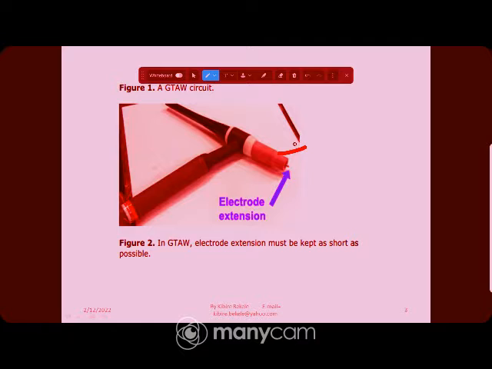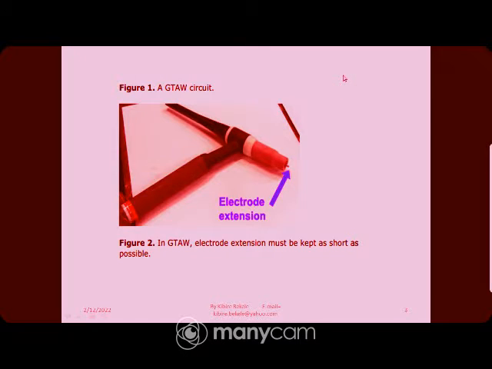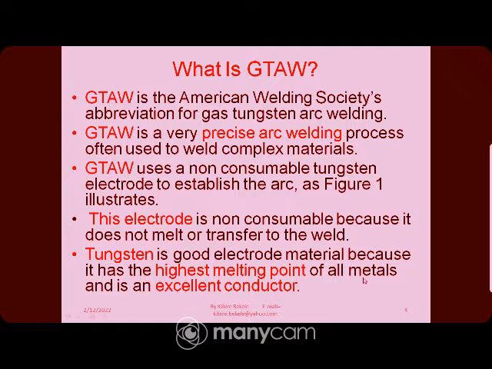Sometimes it hinders access to the joint area, especially in internal corner welding. In internal corner welding, it's important to consider accessibility, so the desired extension is determined by considering the accessibility. So let us discuss in detail what GTAW is. This is abbreviated from the American Welding Society.